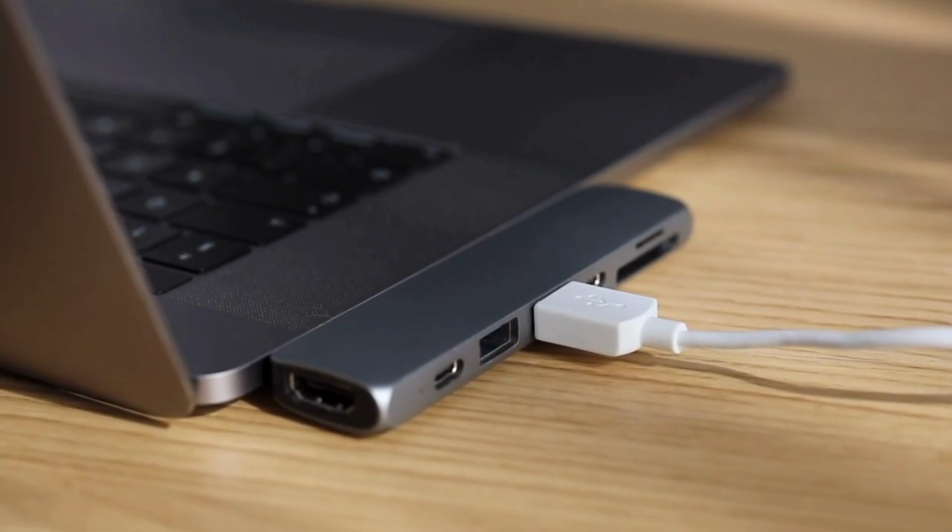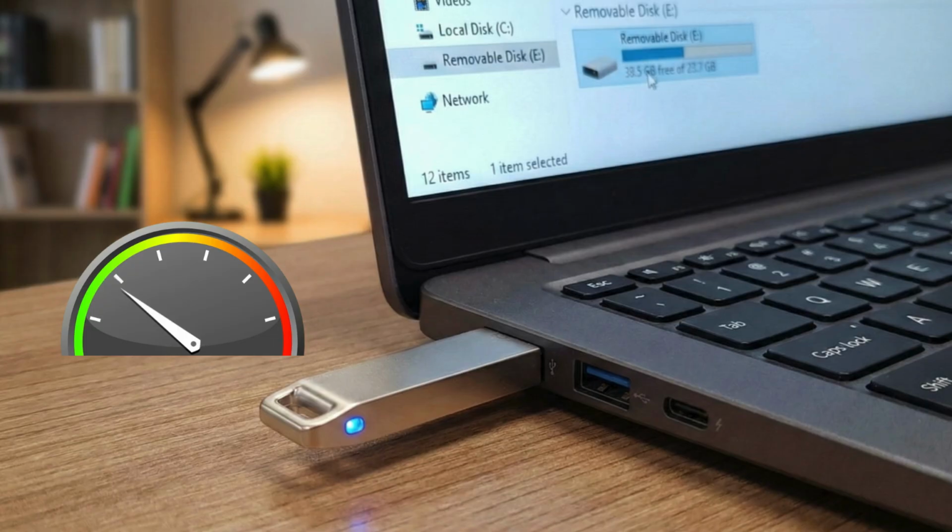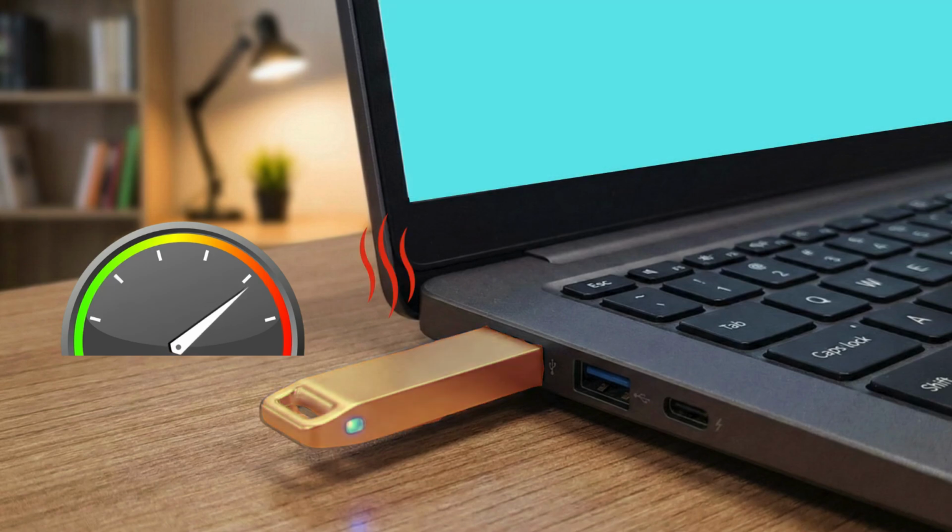Another important topic we are going to cover is USB heating and throttling. USB gets warm after data transfer due to pushing electricity through the tiny circuits of a flash drive or SSD. The controller encounters resistance. This resistance converts electrical energy into heat.